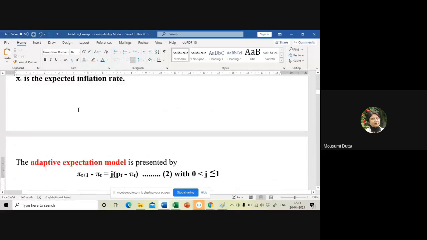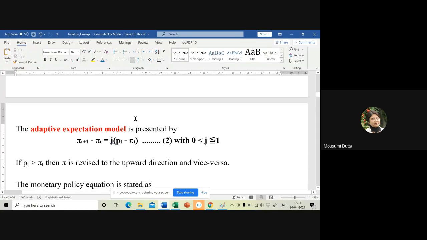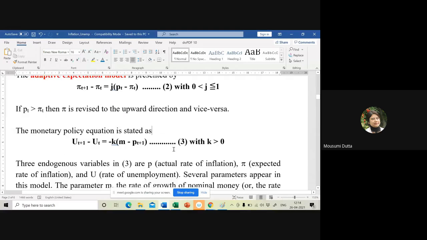So first, I'll consider equation number 1 and write the version with t plus 1. Then I'll subtract equation number 1 from the new version. So I'll get pt plus 1 minus pt. I'll get ut plus 1 minus ut. I'll get pi t plus 1 minus pi t. Once I get this, I'll substitute equation number 2 and equation number 3 there. Are you understanding my objective?